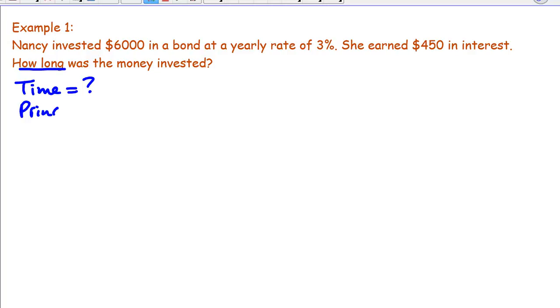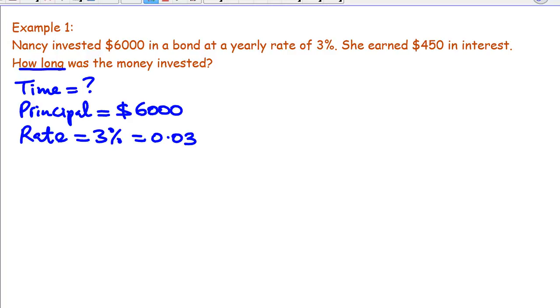Let's list down what we have. We have the principal, which is $6,000. We have the rate, which is 3%, which can be written as 0.03. We have the interest, which is 450.